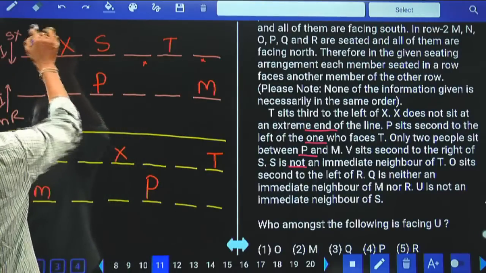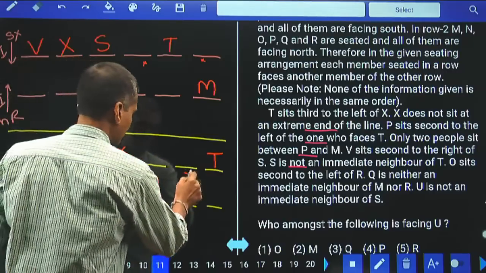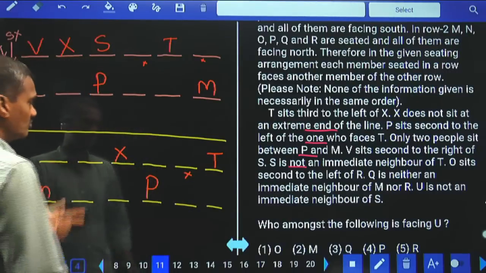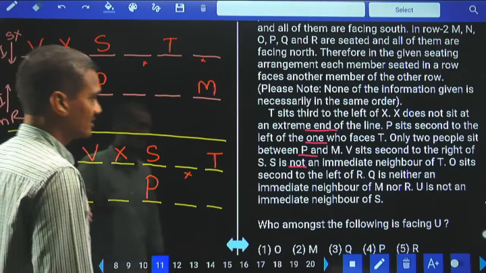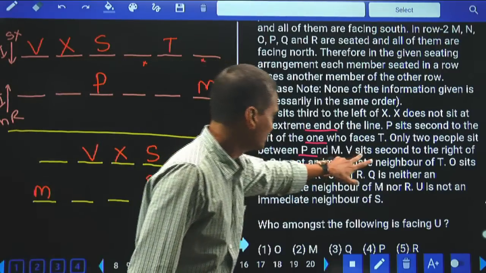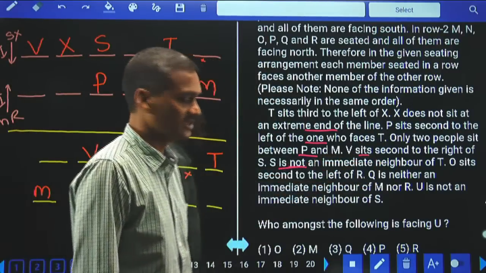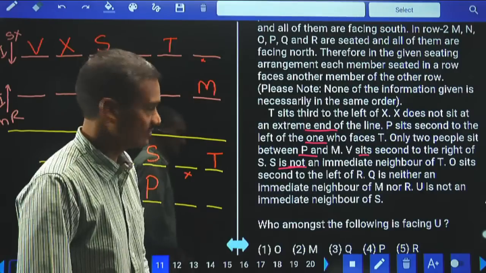If S is here, V must be here. And again in this one, S cannot be here. S cannot be in these two places. Hence S must be here, and V is here. V sits second to the right of S, and S is not an immediate neighbor of T. Then what is the next one we have?